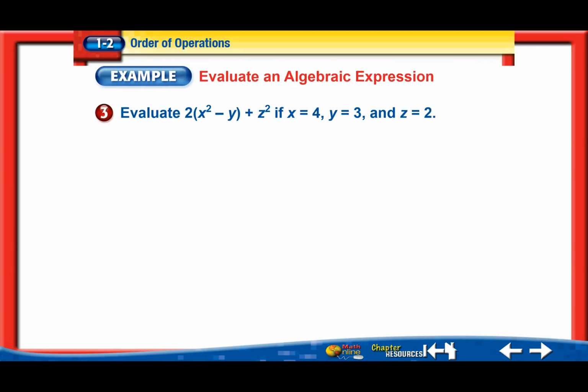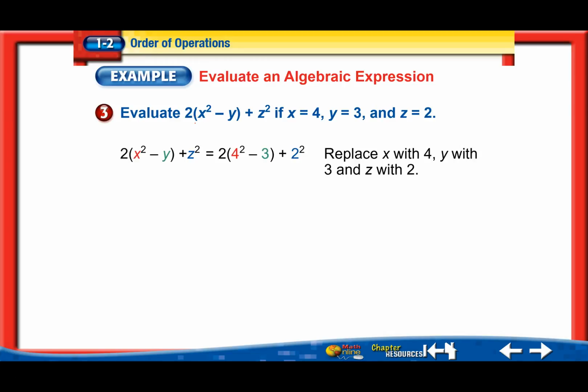All right, so evaluate this algebraic expression. So they're telling you what numbers to substitute in for each value. So we're going to replace x with 4, y with 3, and z with 2. So we put x, y, and z. From here, now we just follow the order of operations. Parentheses, solve everything in the parentheses first.